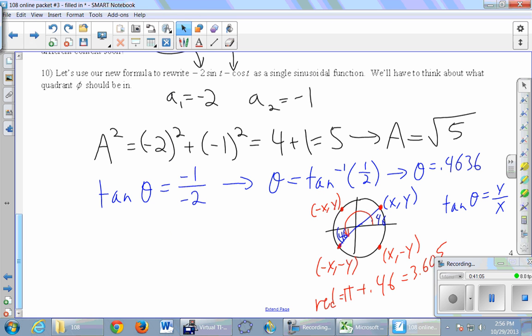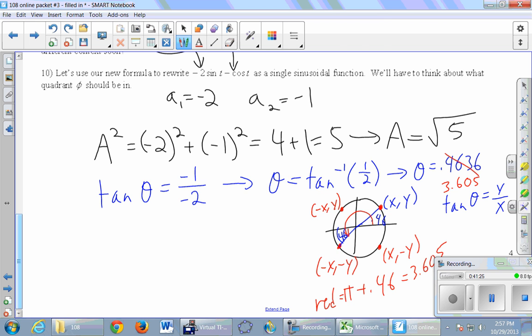So what does that mean? That means that this theta of 0.46 was not right. It's really 3.605. In fact, we probably could have known that we were looking for something in the third quadrant because there was a -1 and a -2, and somehow that actually corresponds to this point down here.